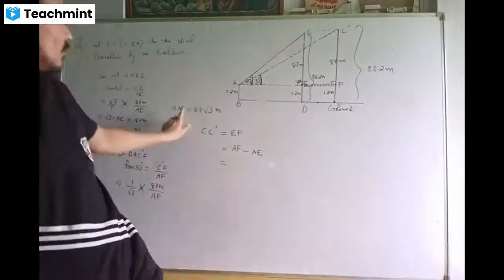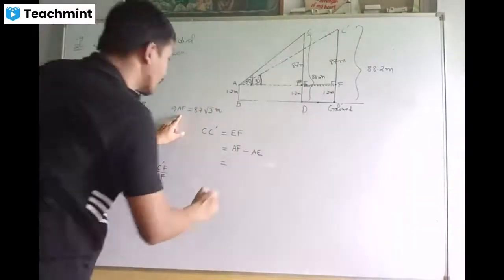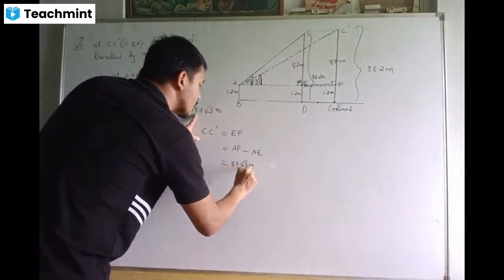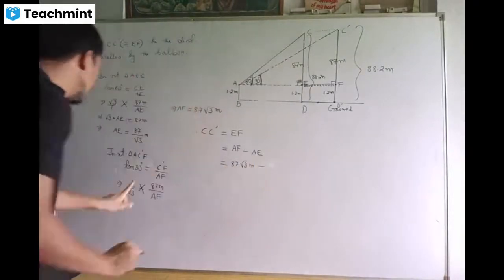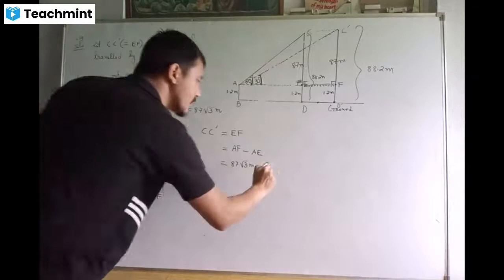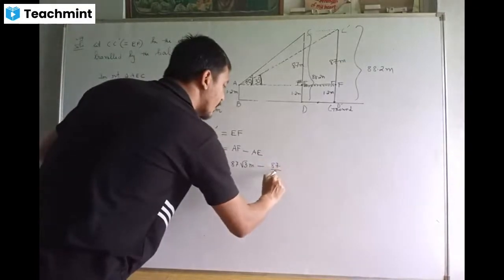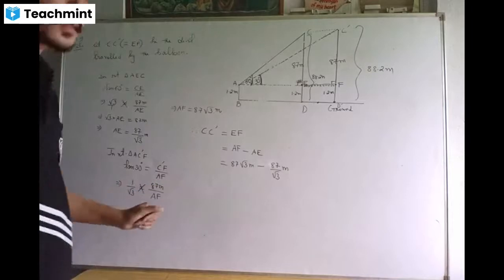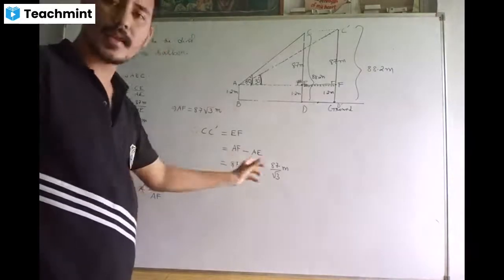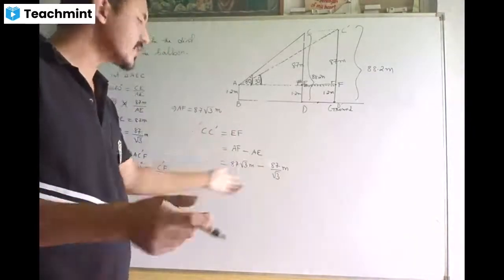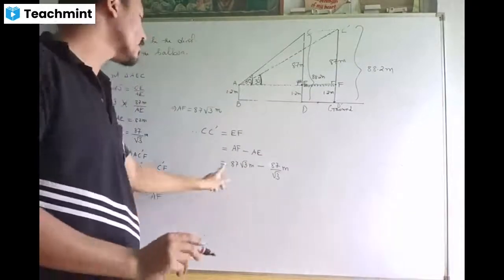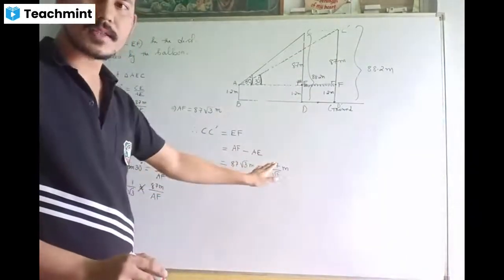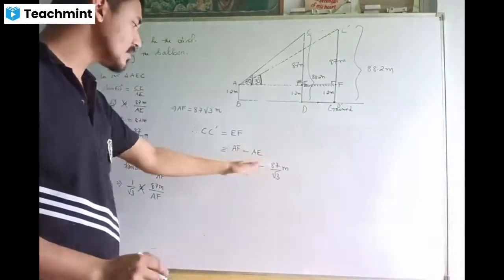AF. We have calculated AF, which is 87 square root of 3 meters. Minus AE. Your AE is 87 upon square root of 3. We cannot subtract this one, but what we can do is we can take LCM. Or else we can take common. What is common here? 87 is common, okay? From both the terms, 87 is common.